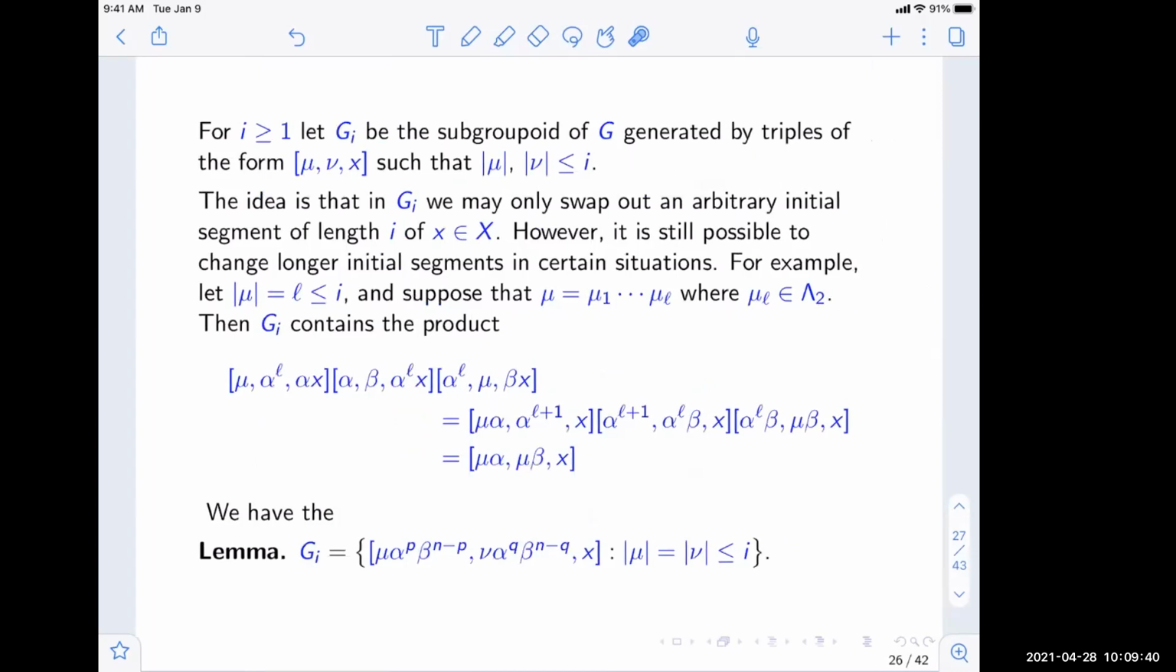So let me show you what the decomposition is. We look at triples where the first two coordinates have bounded length. So for the ith subgroupoid, we restrict those to have length I. So if you remember our picture of swapping the beginning of an infinite path, in G sub I, we're only allowed to swap a beginning of length at most I.